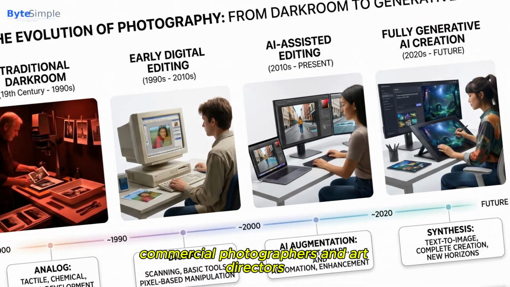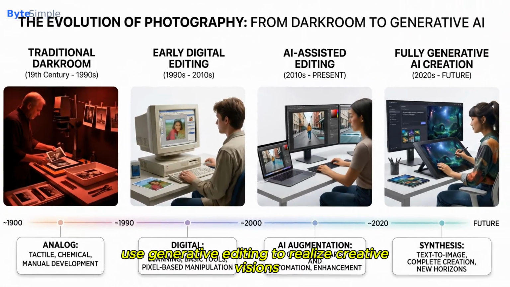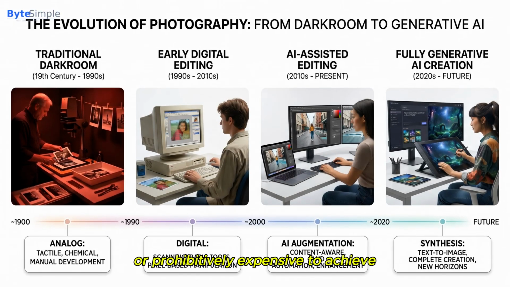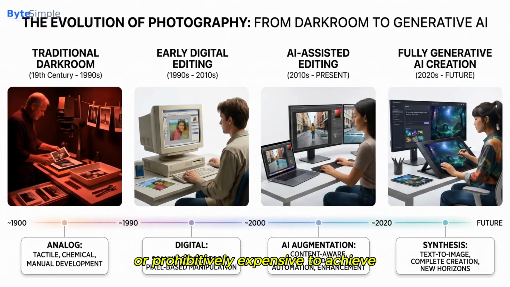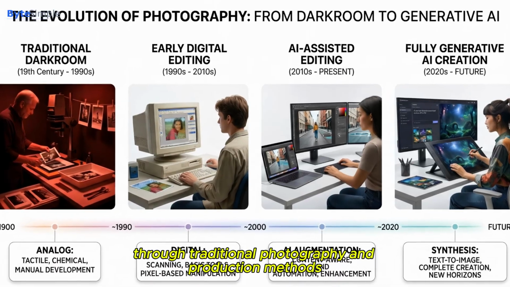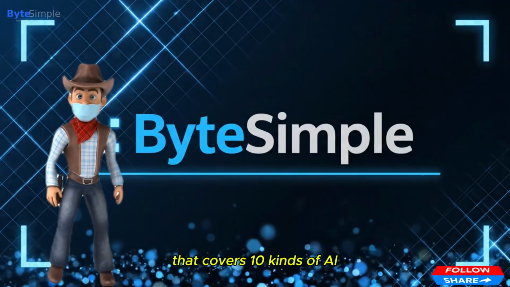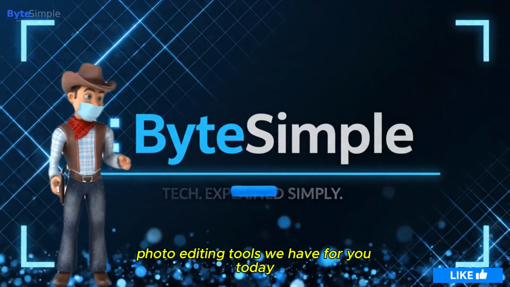Commercial photographers and art directors use generative editing to realize creative visions that would be impossible or prohibitively expensive to achieve through traditional photography and production methods. That covers 10 kinds of AI photo editing tools we have for you today.